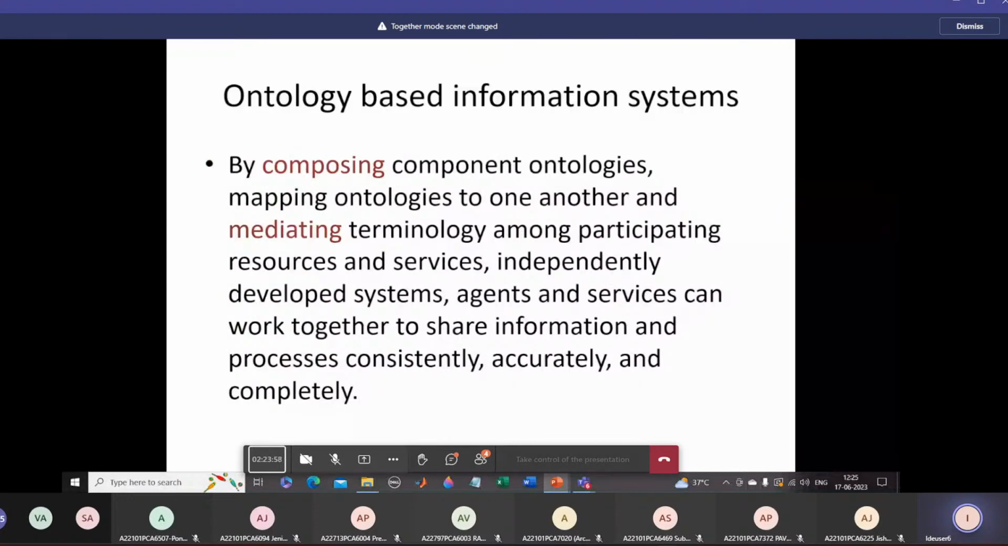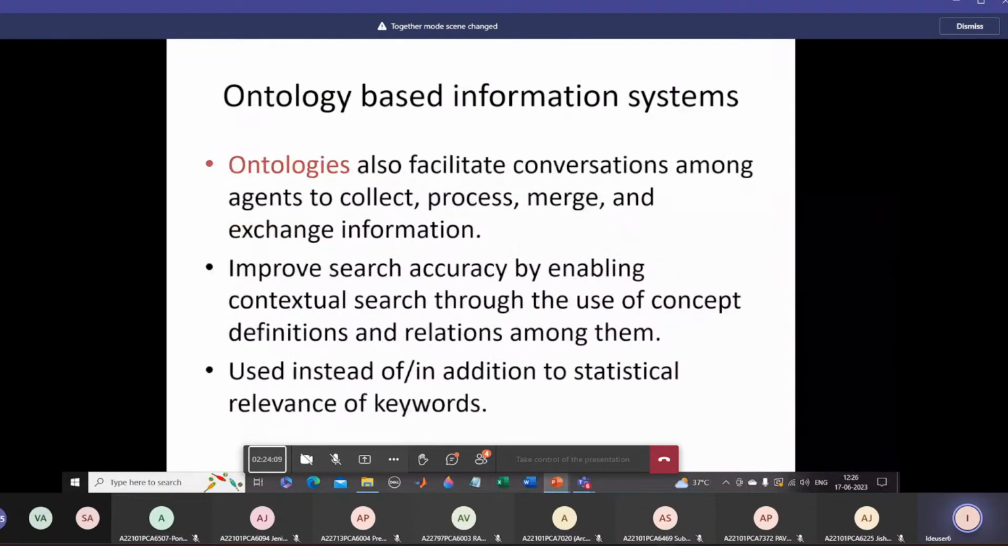And by composing the component ontologies, mapping ontologies to one another and mediating terminology among participating resources and services. All these are the definitions given here. Then ontology also facilitates conversations among agents. Okay, they can improve the accuracy.